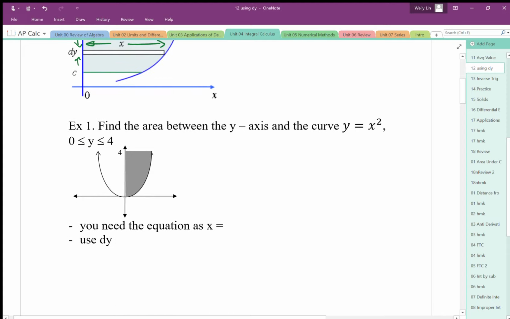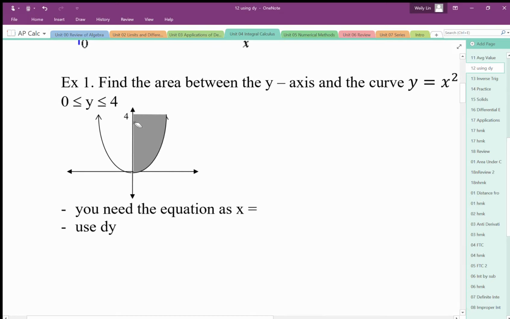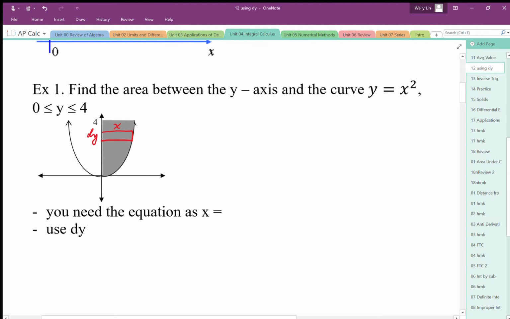So let's try some examples here. This is geometrically set up where we have the area between the y-axis and the curve, so it sets itself up a little bit easier to use a rectangle that looks like this, an x width and a dy height. The first thing we would do is rearrange this expression in terms of x equals. So x equals square root of y. It would be plus or minus, but we're going to use the plus side because we're only going to use the positive x values here.